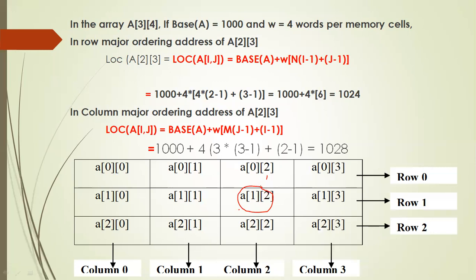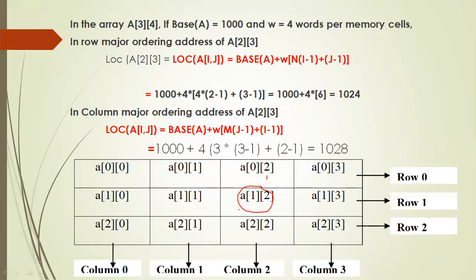So 2 minus 1 is 1, into 4 is 4, plus 3 minus 1 is 2, so 4 plus 2 is 6. Outside the bracket, you have 4. 6 into 4 is 24. It is telling that the address of the element stored in second row, third column will be 1024 in row major ordering. You can check it. The first element A00 address will be 1000. A01, you jump by 4 bytes, 1004.